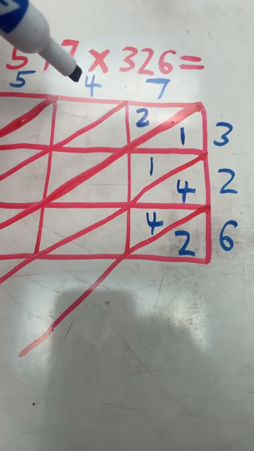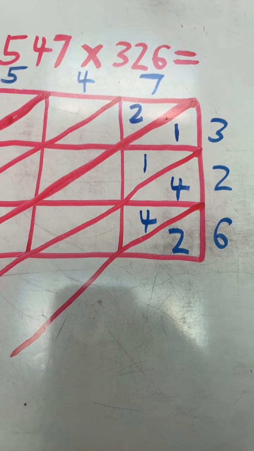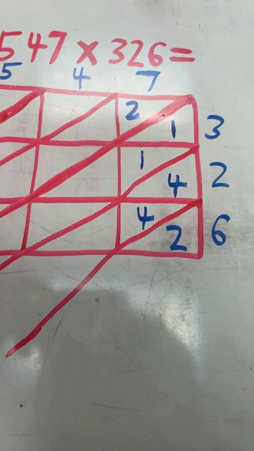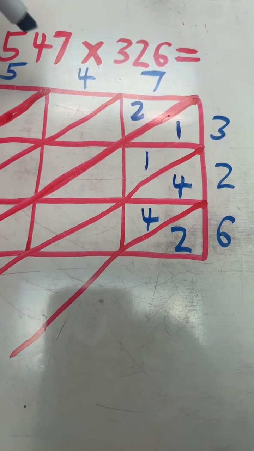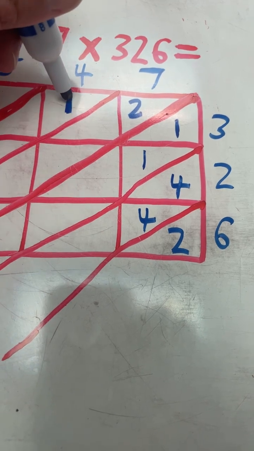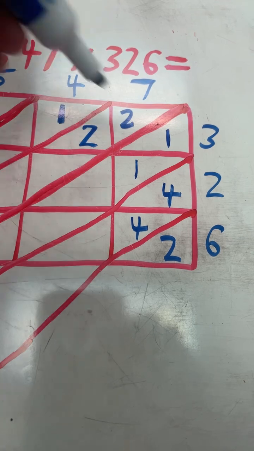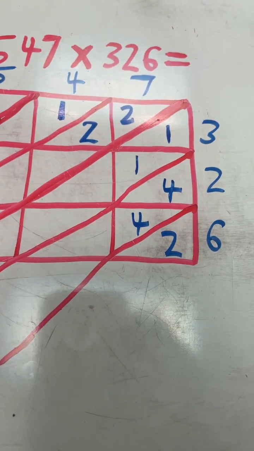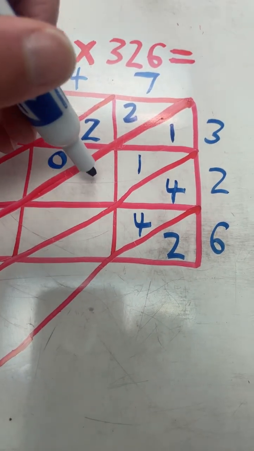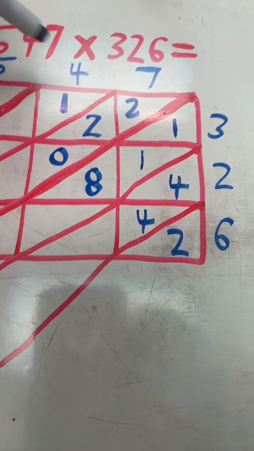4 times 3, the answer to 4 times 3 goes in this square, and we're putting a different digit in each triangle. So 4 times 3 equals 12. So we're going to put a 1 in the first triangle and a 2 in the second triangle. 4 times 2 equals 8. We're going to put a 0 in the first triangle and an 8 in the second triangle.